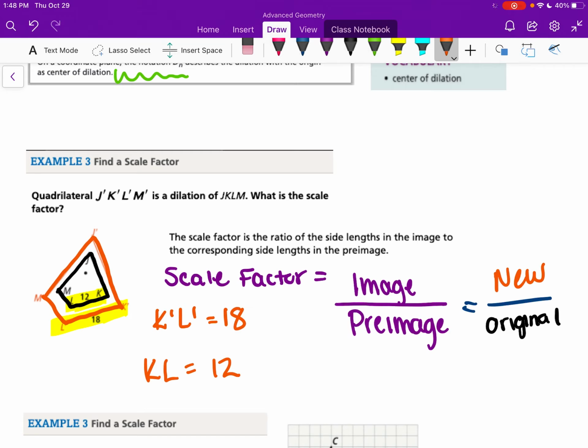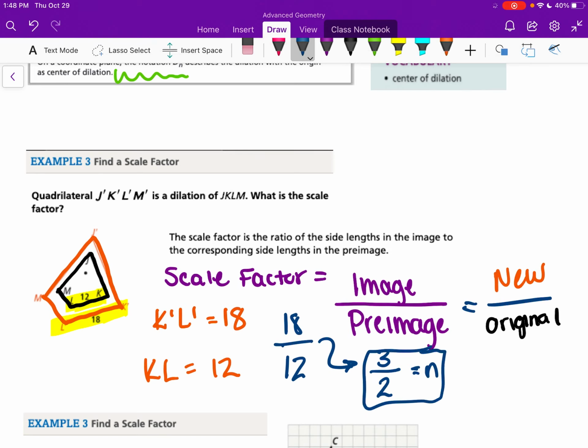And that means we write it as a fraction, image over pre-image. So the image is 18 divided by the pre-image of 12. And if we can reduce that fraction, that reduces down to 3/2, if we divide both by 6. So our scale factor here is 3/2. Every side got longer by 3/2, which is 1.5. And we found the scale factor just by dividing the length of the image by the length of the pre-image, aka your new side divided by your old side.